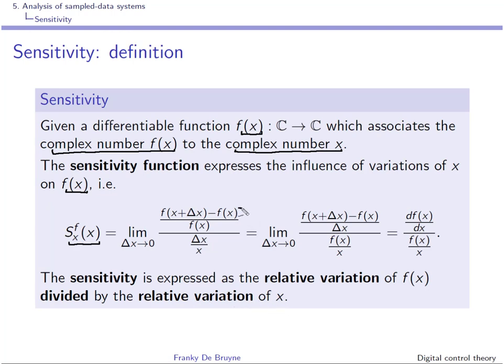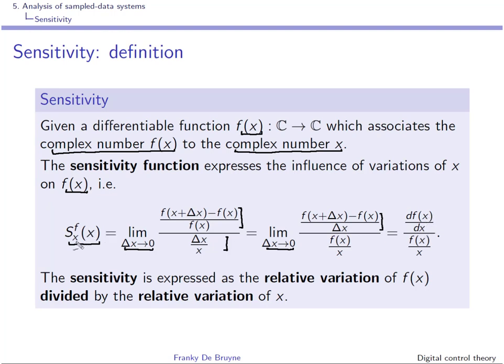So this is the relative variation of f of x, and what you see here in the denominator is indeed the relative variation of x, where delta x is the variation on x. If we let this variation go to 0, we obtain the sensitivity function. So you can rewrite this a bit differently, and if we let the variation go to 0, what you have over here is the derivative of f of x with respect to x.